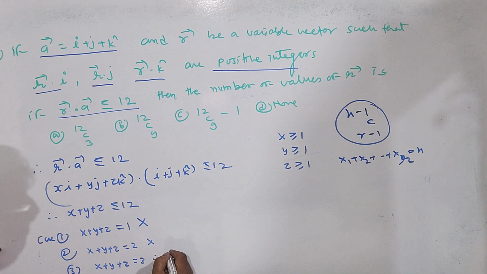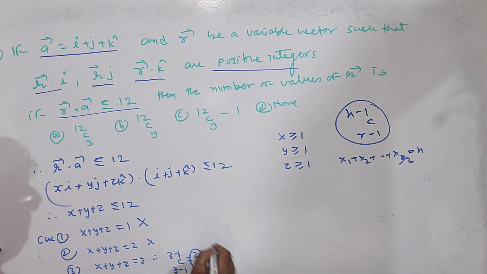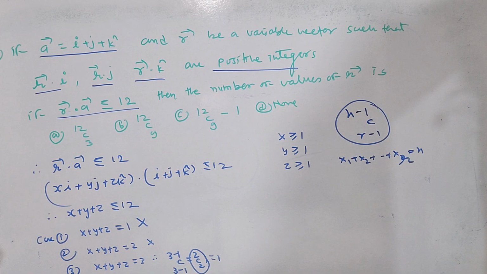How can we find out? By using the formula, 3 minus 1 C, then again 3 minus 1, that is 2C2. 2C2 is coming to be 1. Correct? 2C2. Okay. So now coming to case number 4.